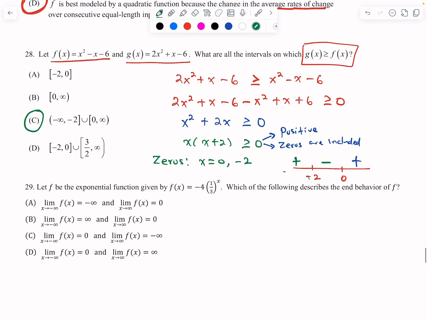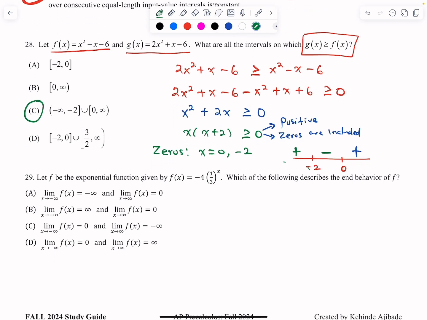And let's go to question 29. Question 29 is saying that an exponential function is given, and asks which of the following describes the end behavior of that graph. So what do you do for this one? For this one, notice that your a is negative 4, your b is 1 over 3.